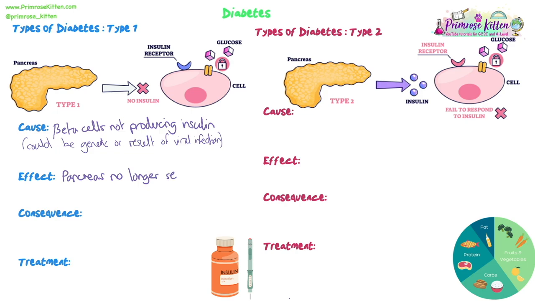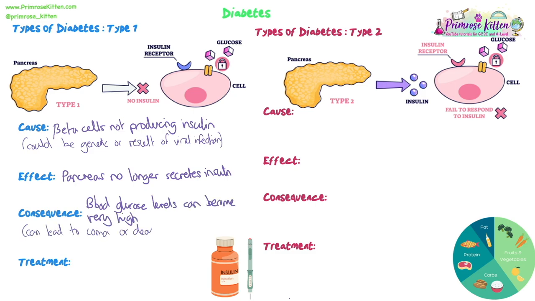The effect of this is that your pancreas will no longer secrete insulin at all. The consequence of this is obviously your blood glucose levels can get extremely high, especially after eating. Very high blood glucose levels are obviously quite dangerous, and they can lead to a coma or even death if not treated and just left to get higher and higher.